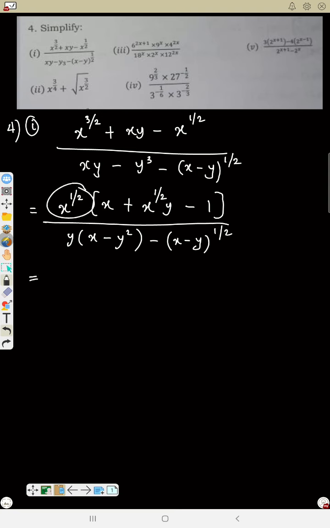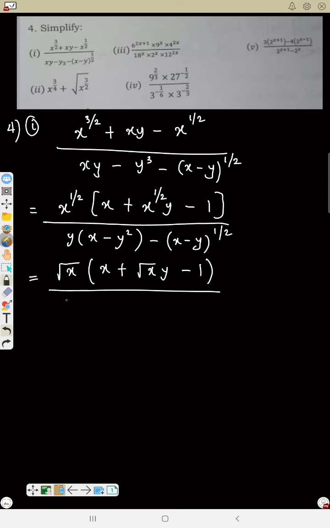s raised to power half is the same thing as square root. This will be square root of x into s plus square root of s times y minus 1, divided by y into s minus y squared minus x minus y raised to power half. Now there is nothing you can do to this question anymore. You can't simplify further. Nothing can cancel out, so you can stop here.